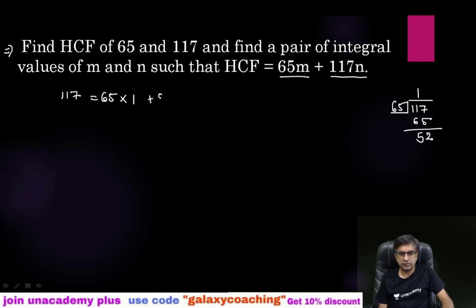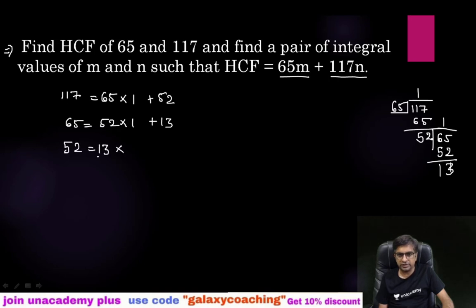So 117 equals 65 into 1 plus 52. Now this 65 will come here and we divide that by 52. So let me divide it here. 52 ones are 52 and remainder will be 13, so 65 equals 52 into 1 plus 13. Now take it here 52 and 13. 13 fours are 52. So remainder will be 0. So here you are getting HCF 13.